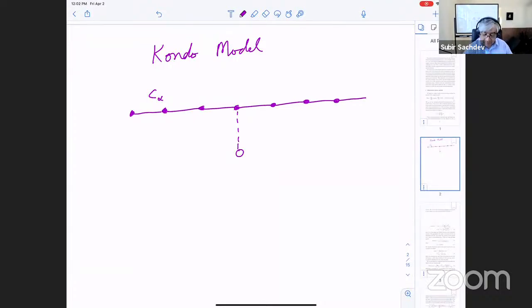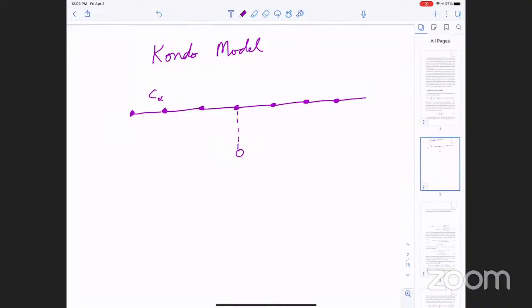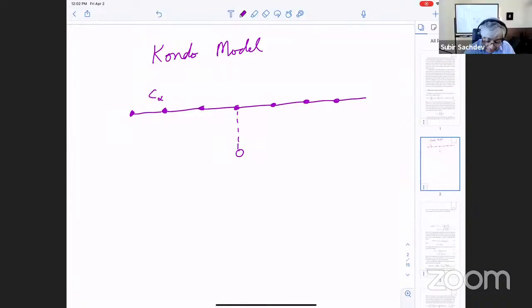Okay, so I'll continue our discussion today of the Kondo model. Let me just remind you. What we have is a bunch of itinerant electrons, sometimes called the conduction electrons, that are hopping on some lattice, which is generally in high dimensions. I'm only showing one dimension.